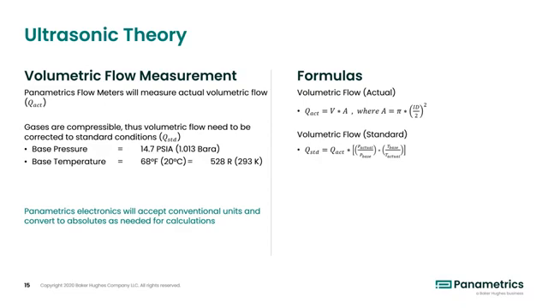Within the Panametrics electronics, we can accept conventional units such as absolute or gauge pressure. In terms of temperature, it's going to be either degrees Fahrenheit or Celsius. But we can take gauge pressures and convert them to absolute as needed for our calculations.